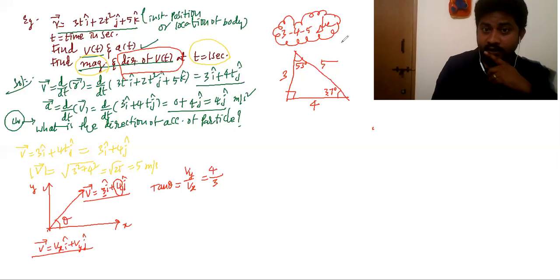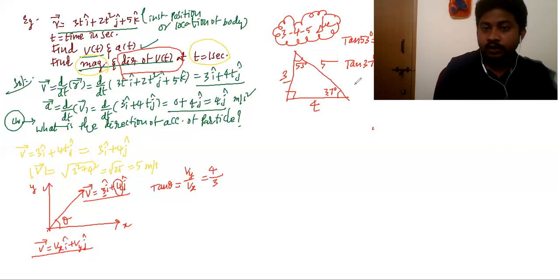Remember this triangle. From this triangle, what is tan 53 degrees? Tan 53 is opposite side by adjacent side. Opposite side is 4, adjacent side is 3. So tan 53 is 4 by 3. In the same way, tan 37 from this triangle is 3 by 4, because 37 is here. Tan 37 is opposite side by adjacent side, 3 by 4.